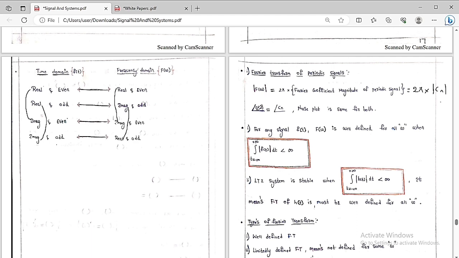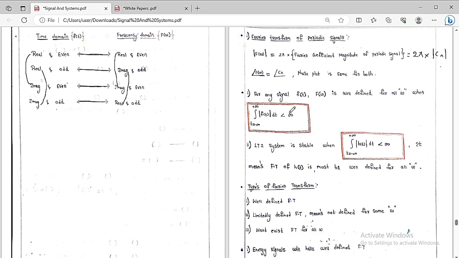The magnitude of F(ω) is called the magnitude of the Fourier transform, and the phase angle of F(ω) is called the phase angle of F(ω). So the magnitude of C_n is nothing but the magnitude of the Fourier series coefficient of the periodic signal. That's it. It's a very simple thing. Just for the magnitude, multiply by 2π, and the phase angle stays the same.